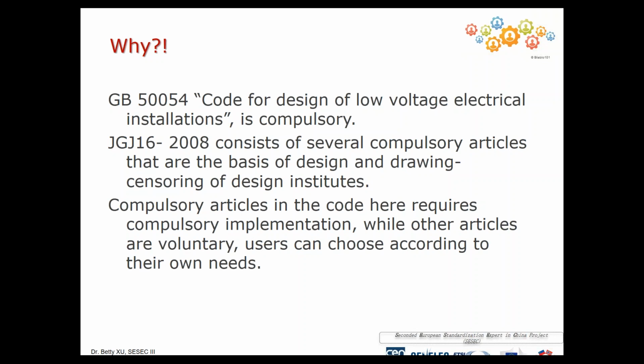So it means that those compulsory requirements or compulsory articles in the code need to be compulsorily implemented. Some other articles may be voluntary, but it is already a very strong requirement for the market access for the low voltage apparatus, because GB 50054 and JGJ16 are compulsory. That's why we made the conclusion that besides the China compulsory certification and China compulsory standards, the code or the China installation code are also de facto compulsory for the products inside the civil buildings.